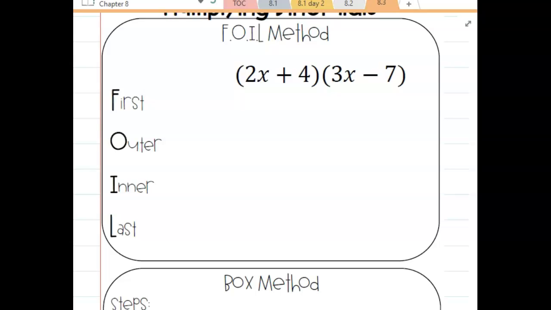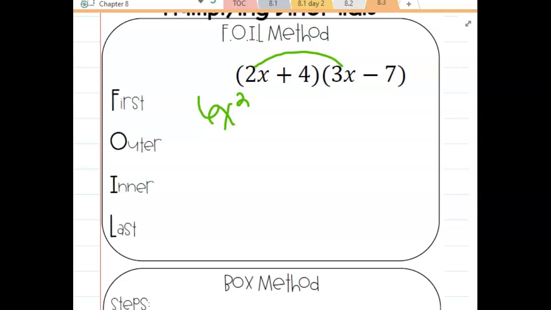Okay, so when it says multiply the first terms, that's the first terms in both sets of parentheses. The first term in this first set of parentheses is 2x. The first term in this set of parentheses is 3x. So what you're doing is you're distributing the 2x, but you're going to take 2x times 3x, which is 6x squared.